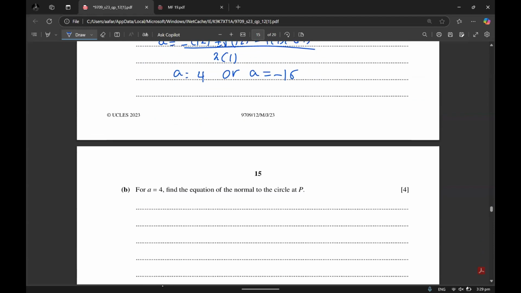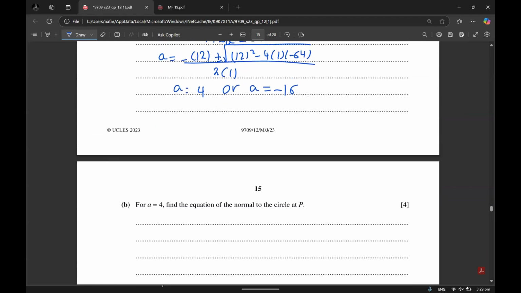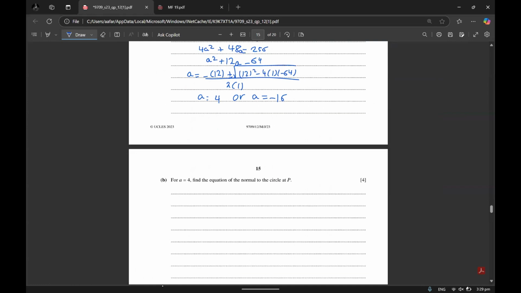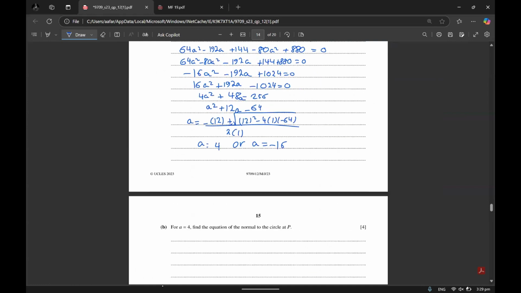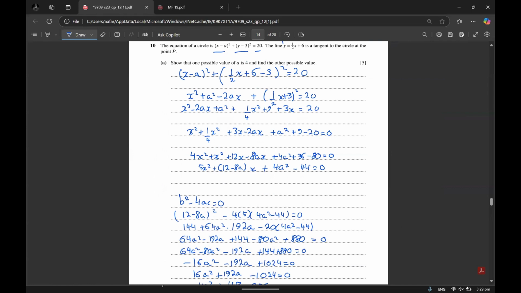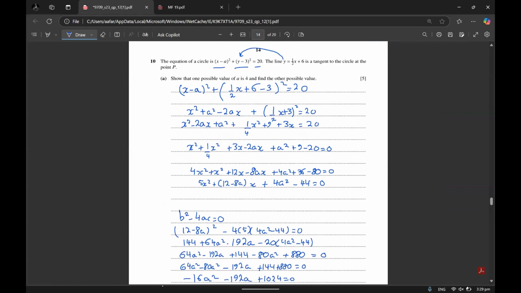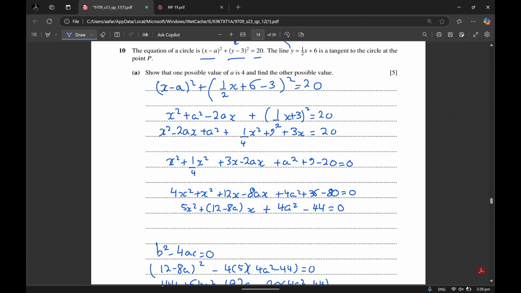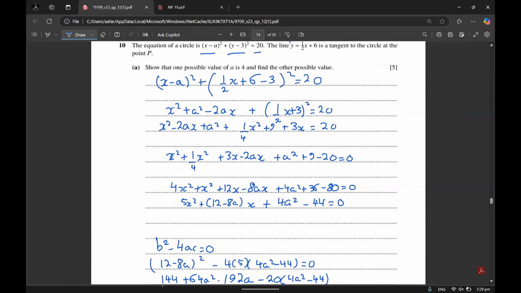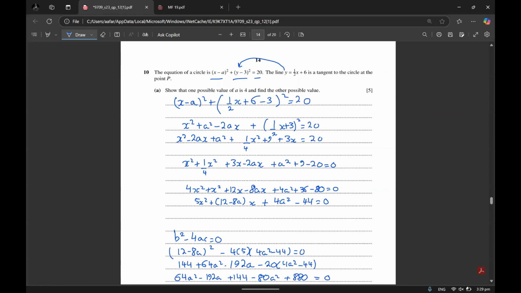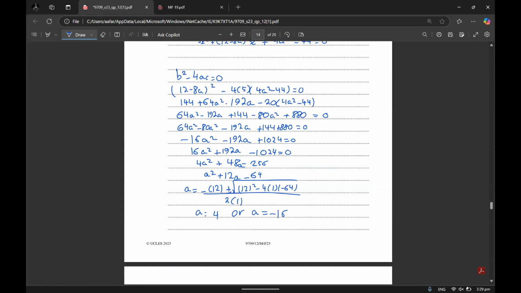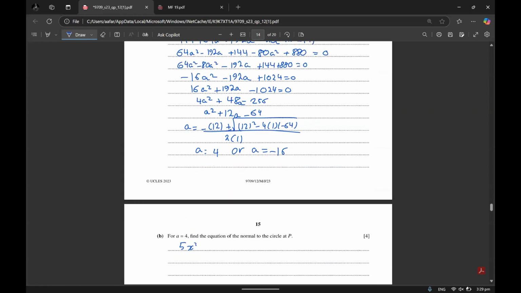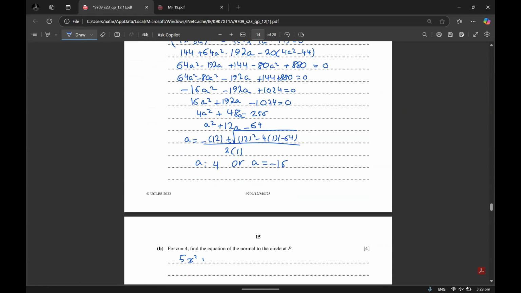Okay, so now it says for a is equal to 4, find the equation of the normal to the circle at P. The joint equation which we calculated for the intersection of the line and the curve was basically 5x squared plus 12 minus 8. Now we have the value of a.